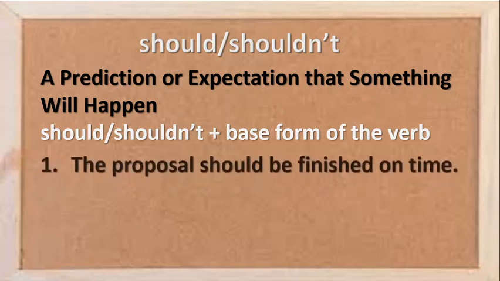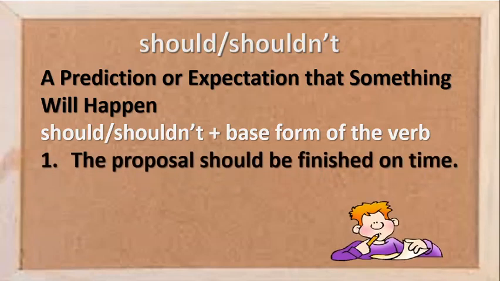So the example we have: the proposal should be finished on time. You can see that the man who is working is thinking it is possible. It is possible, I predict. You can see that it's a prediction, right? Possibility. It is possible that this proposal will be finished on time. Yes, I'm very sure. I expect it to be finished on time. I expect it not to be delayed.